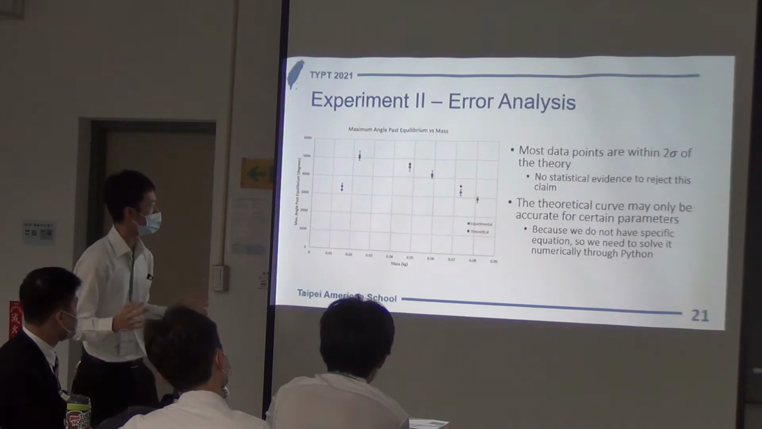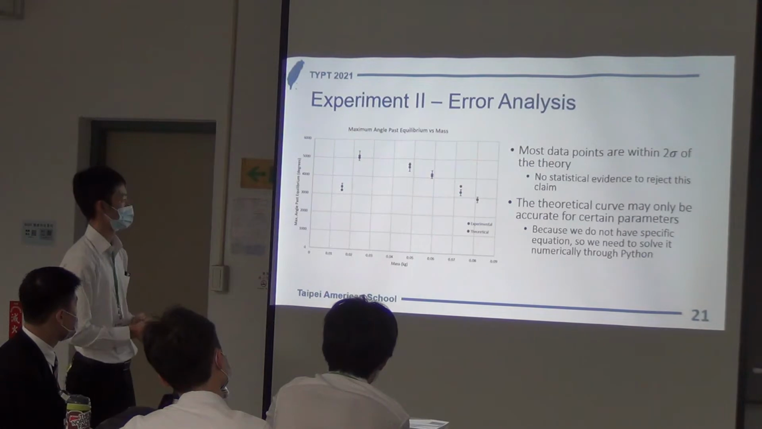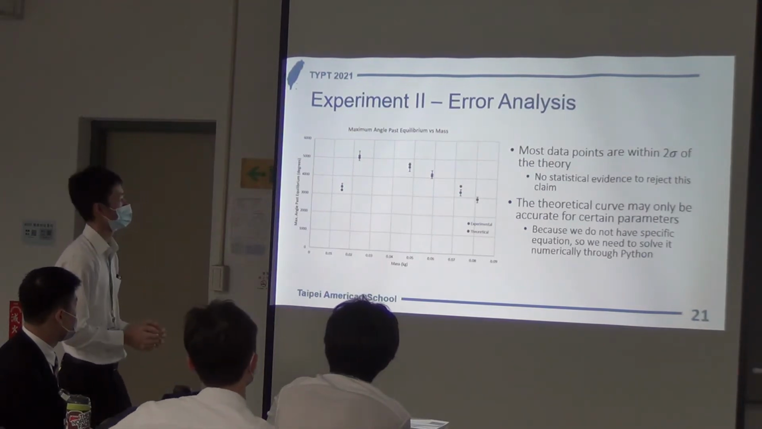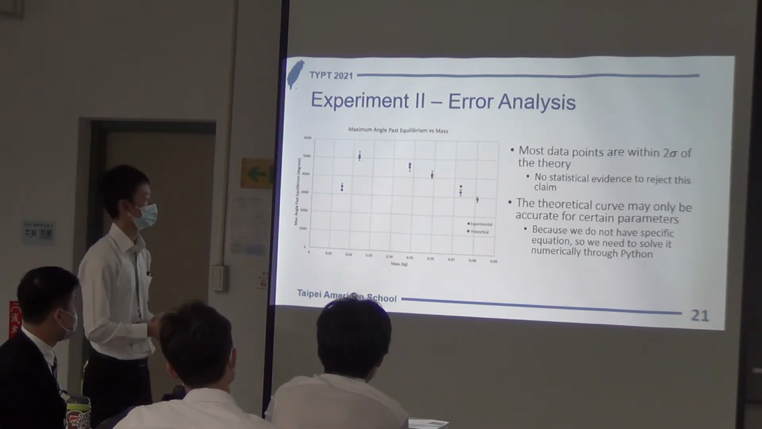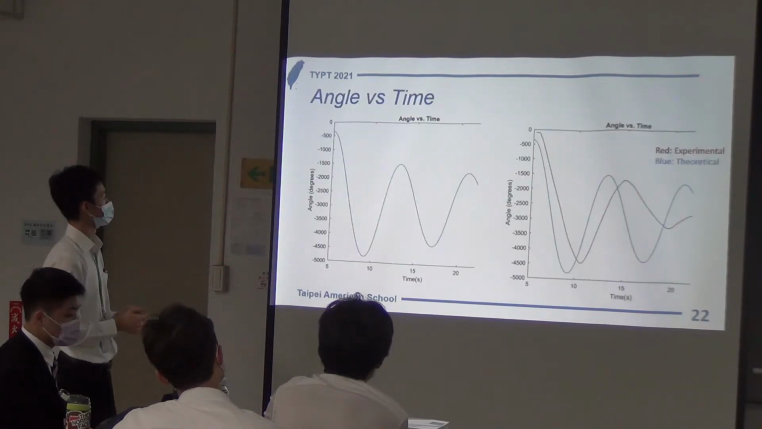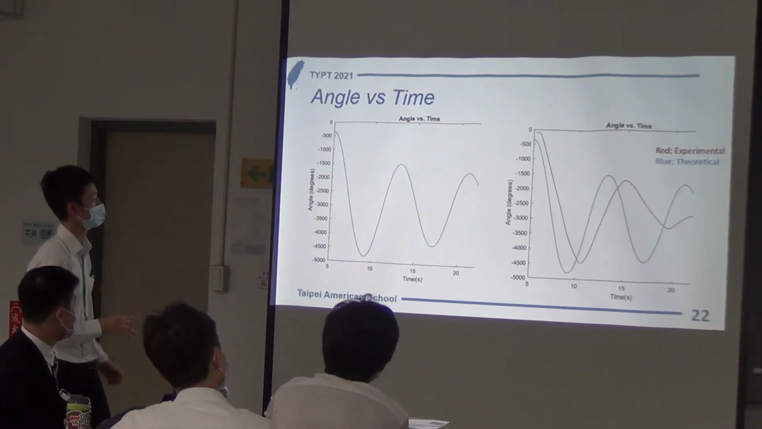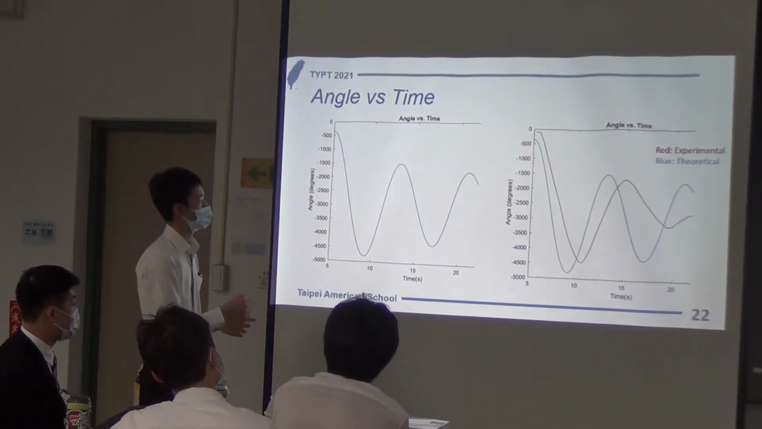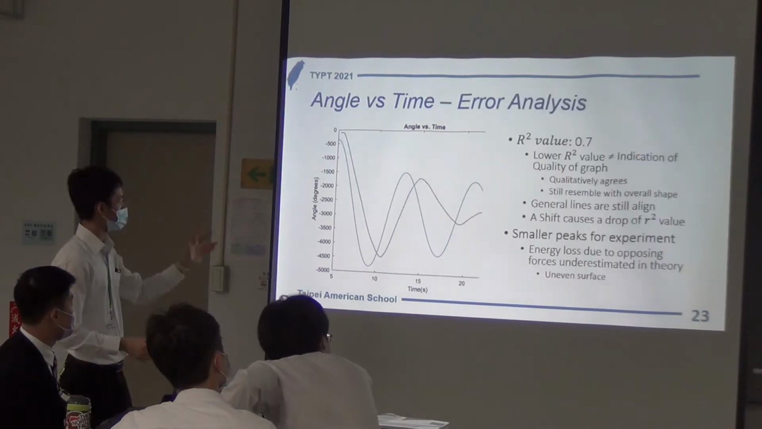You can see that almost all of the data points are within 2 standard deviations of the theory, which means that there's no statistical evidence to reject our claim. However, we must note that this theoretical approach may only be accurate for certain parameters because we don't have a specific equation. Instead, we have to solve it numerically through Python. And here are the most important graphs. Angle versus time theory graph, which we already showed earlier in our Python slide. And here is the comparison between our experimental graph, which is shown in red, and our blue graph, which is the theoretical graph. So here's the error analysis.